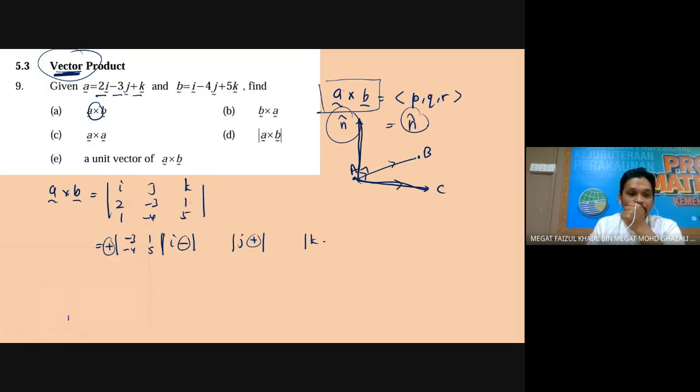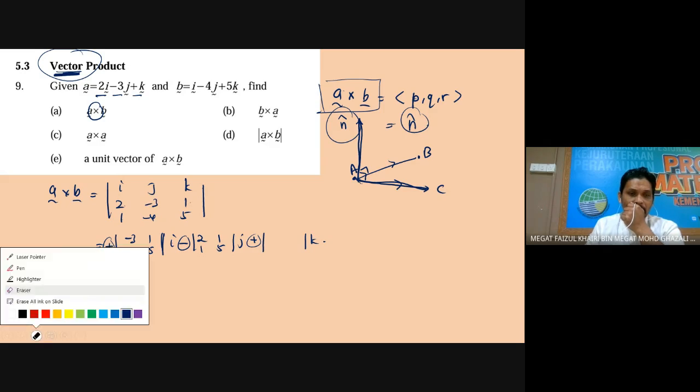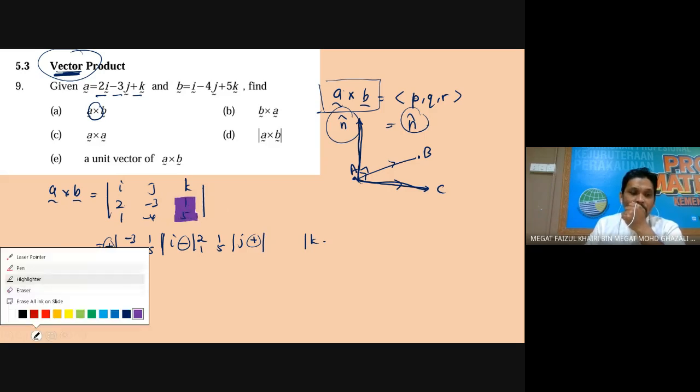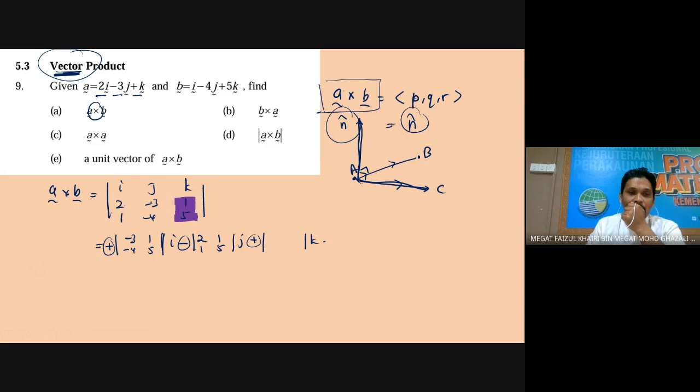For J, we are going to hide the element of J. So what you see here now, we got 2, 1, 1, 5. And then for K here, we hide the element of K inside. So what's left here now? We got 2, -3, 1, -4.